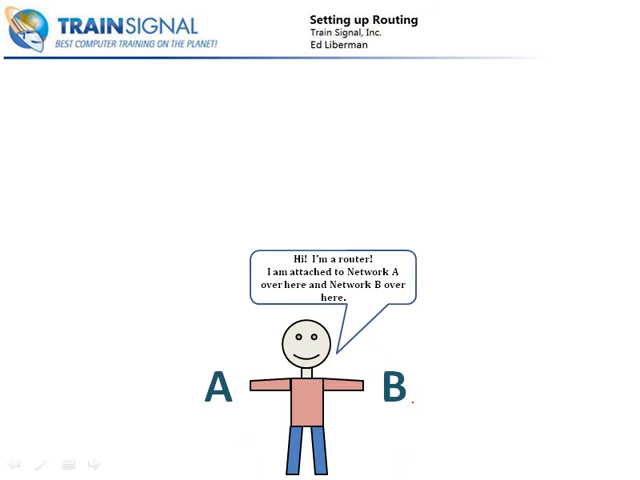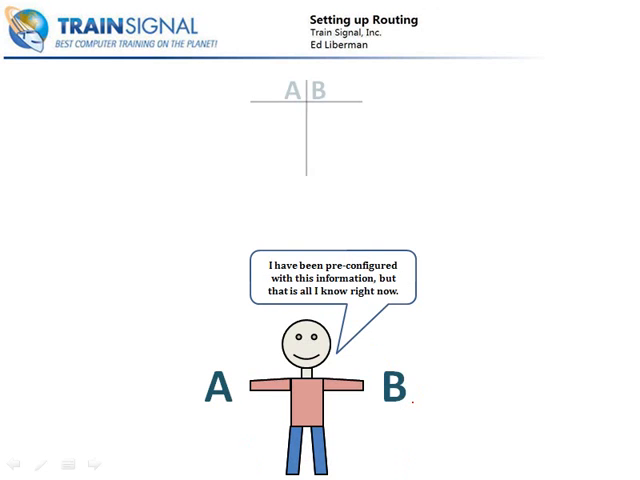Hi, I'm a router. I'm attached to network A over here, and network B over here. I've been pre-configured with this information, but that's all I know right now. Now up here I'm also going to add an illustration for the routing table for the router. Right now the router knows about network A and B because it's connected.